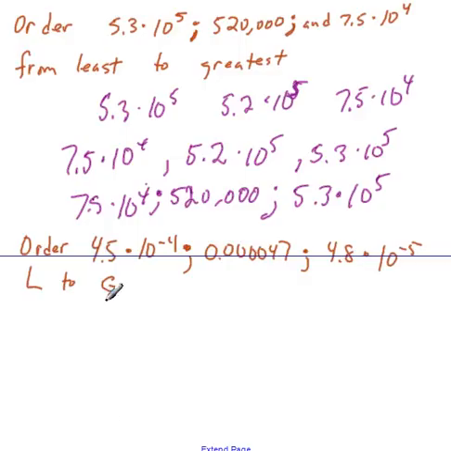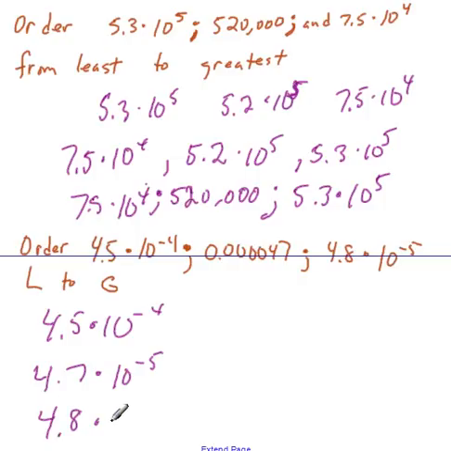Now it works the opposite with smaller numbers. The ones further away from 0 are going to come first, but let's get them all in scientific notation. So you have 4.5 times 10 to the negative 4th. You have, this one's going to be 4.87 times 10 to the 1, 2, 3, 4, 5 times, so times 10 to the negative fifth. So that's going to definitely make that one the smaller, and then you have 4.8 times 10 to the negative fifth.